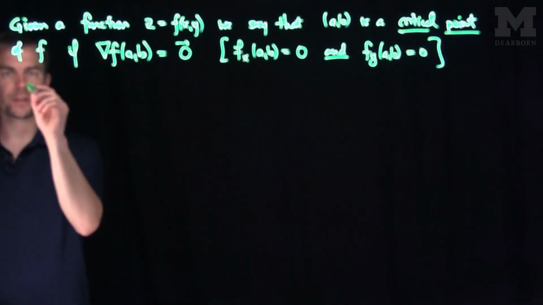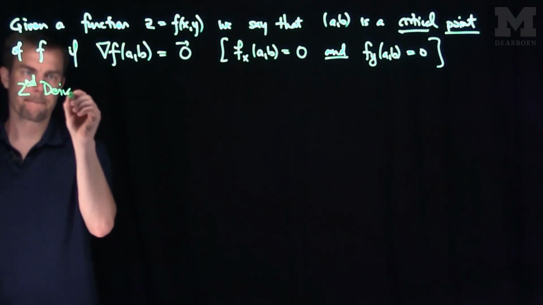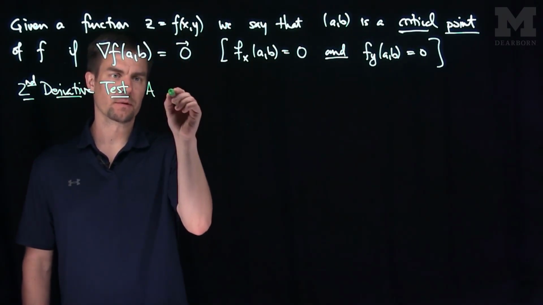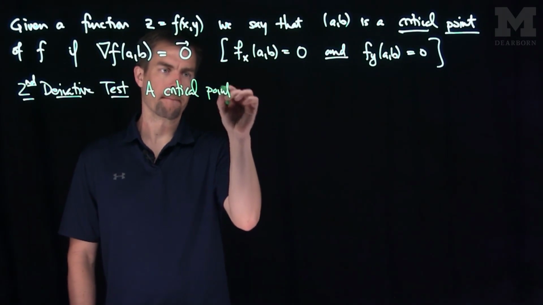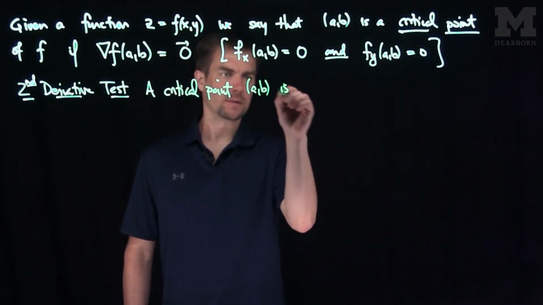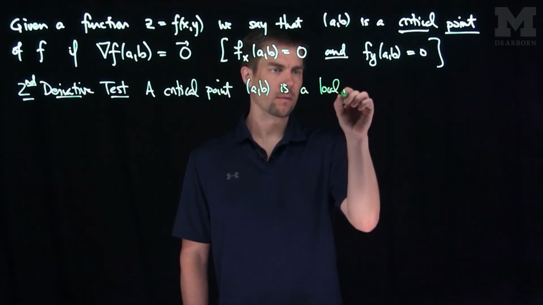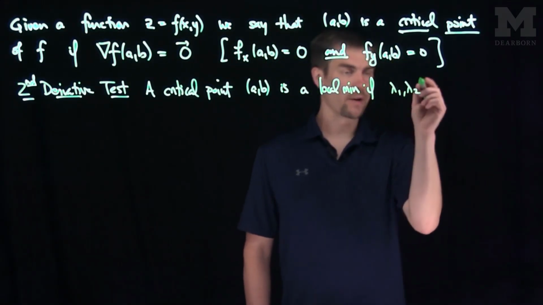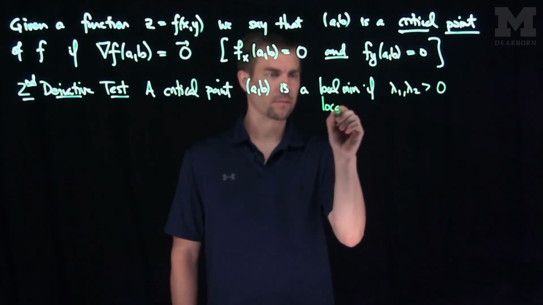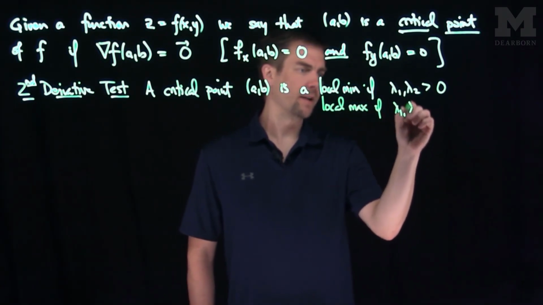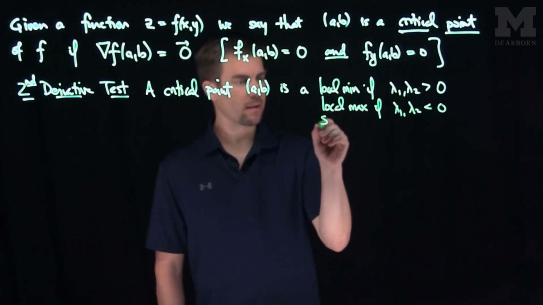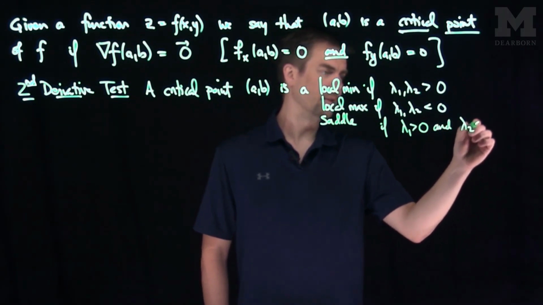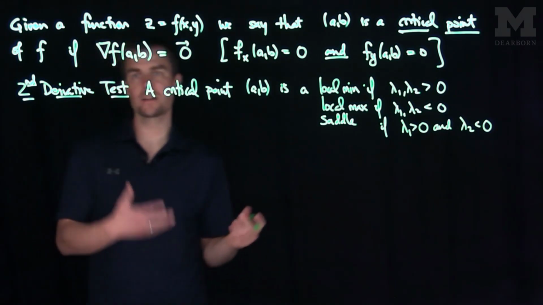And so here's the second derivative test. The second derivative test says a critical point (a, b) is a local min if lambda 1 and lambda 2 are greater than 0, a local max if lambda 1 and lambda 2 are less than 0, and a saddle if one of them, say lambda 1, is positive and lambda 2 is negative. And of course, here lambda 1 and lambda 2 are the eigenvalues of the Hessian matrix.